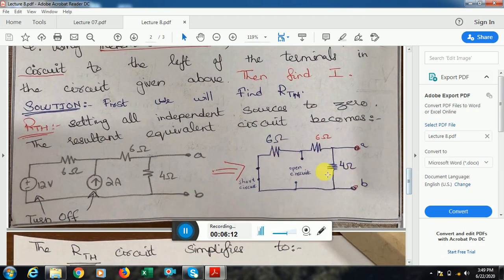We have been doing this in the superposition theorem. So the voltage source is set to 0 by replacing it with a short circuit. The current source is set to 0 by replacing it with an open circuit, and then the resultant circuit that I get is this: 6 ohm remains there, this 6 ohm remains there, this 4 ohm remains there. So between points A and B, I have to find the total resistance value.